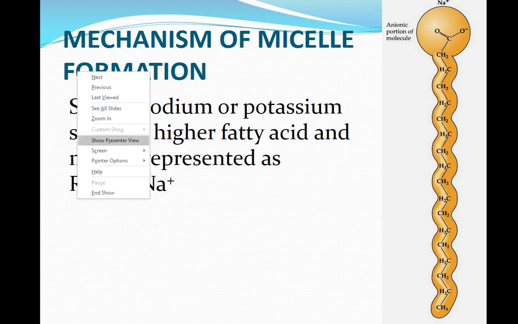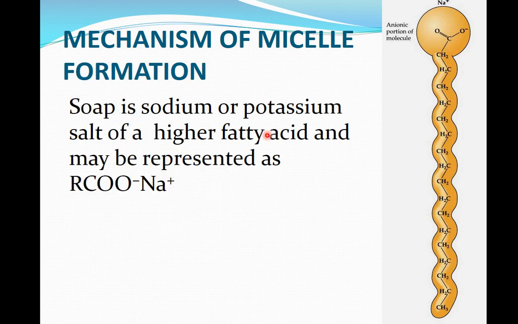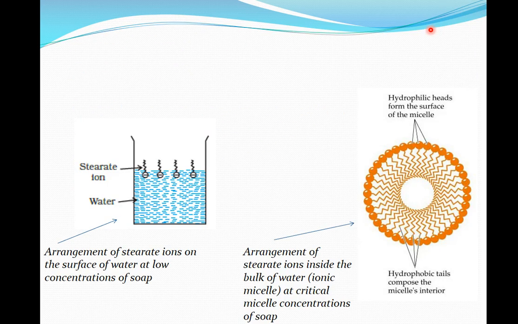Now, on the right side, you can see the molecule of soap. This is an R long hydrocarbon chain and this is the COO negative ion. So, the structure resembles that of a tadpole. When put in water, this RCOONa dissociates as RCOO negative and Na positive.